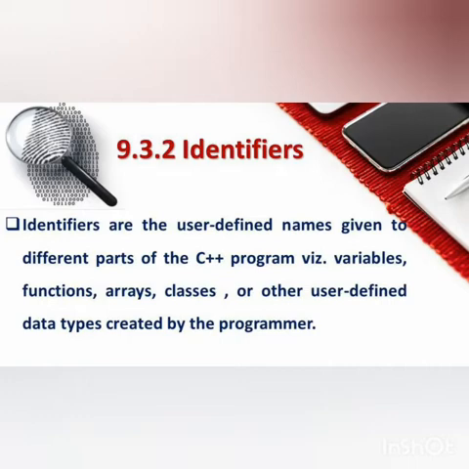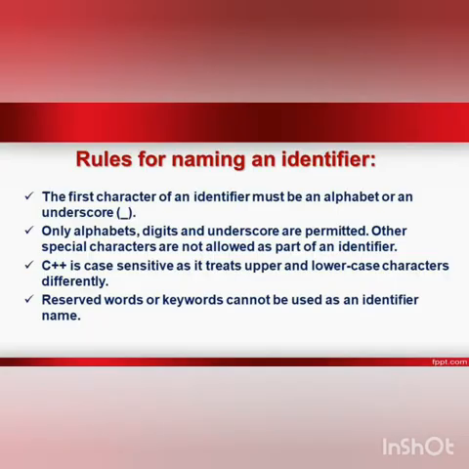While giving names to the variables, we have to follow certain procedures. Every language has specific rules for naming the identifiers. Let's see the rules for naming an identifier. The first rule is that the first character of an identifier must be an alphabet or an underscore. So, the identifier should start with an alphabet or a single underscore.